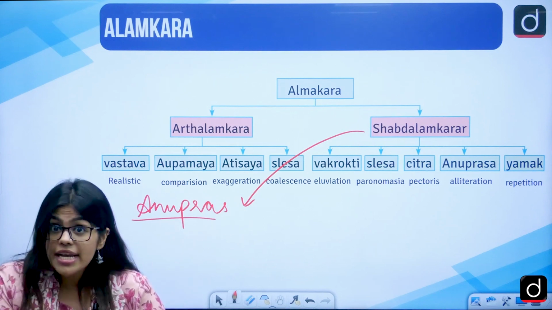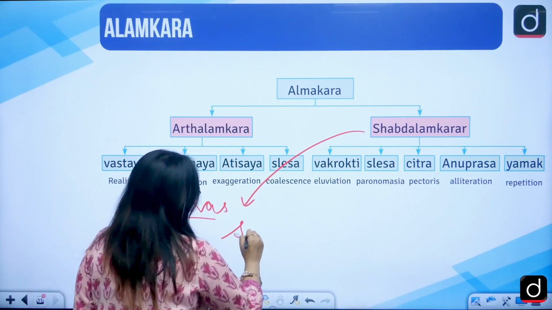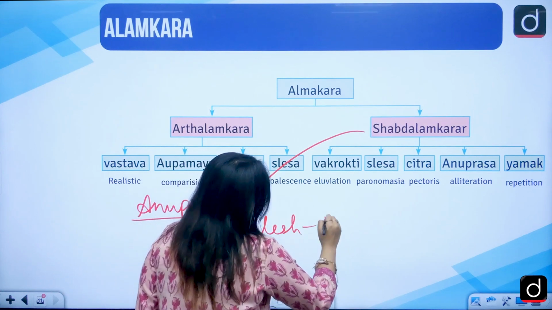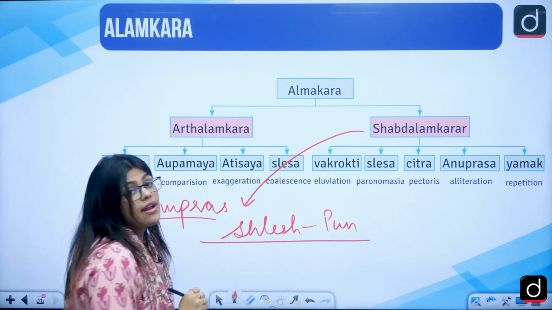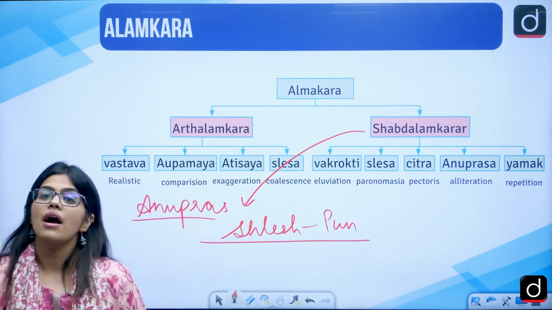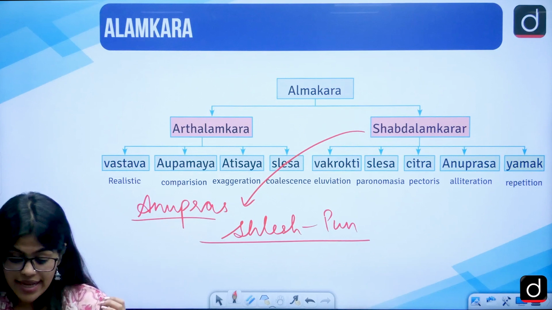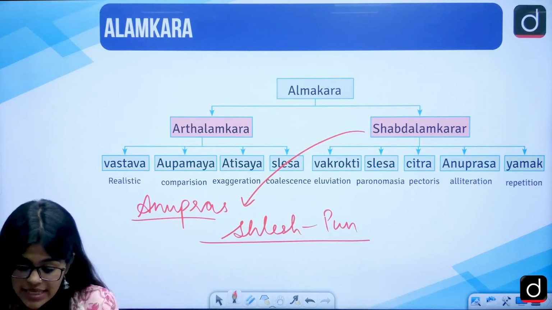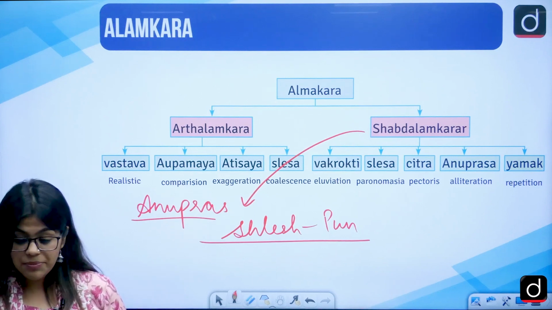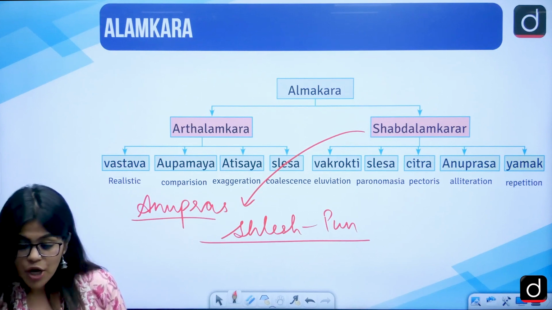We have Shlesh. Shlesh is also there. This stands for pun. So there are different kinds of Alamkara that are being used. What can be an example of a pun? An elephant's opinion carries a lot of weight. So this can be a pun that is being used.